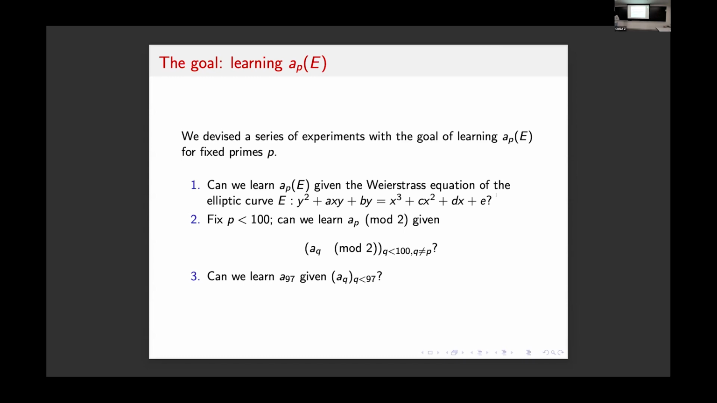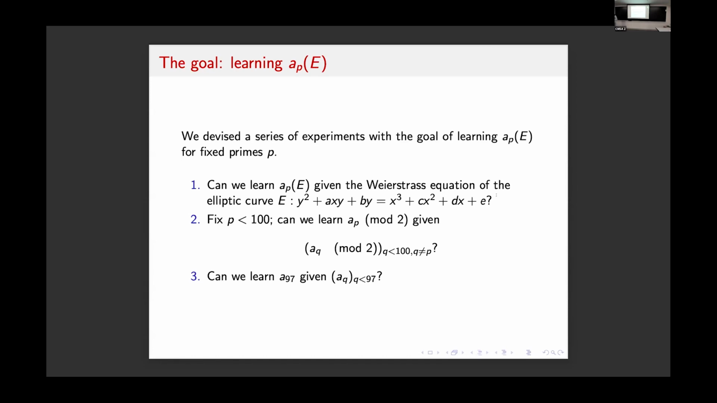And then finally, can we feed it all the data, not just the parity, but the Euler factors of E for nearby primes, and learn A97? The idea here was that ultimately the transformer that we're using is a sequence to sequence model. So maybe if we can learn A97, maybe we can learn A101, A103, etc.